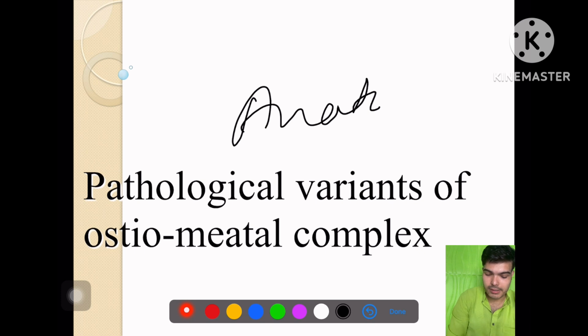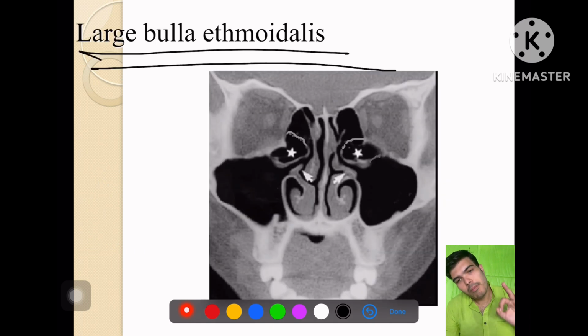Medialized uncinate process. Large bulla ethmoidalis. Agger nasi, Haller cell and Onodi cell are extra cells that will not be present in normal circumstances, only under abnormal circumstances. But what about the bulla ethmoidalis? It is present in normal circumstances, but it should not be large enough to obstruct. See here, Haller cell over here.